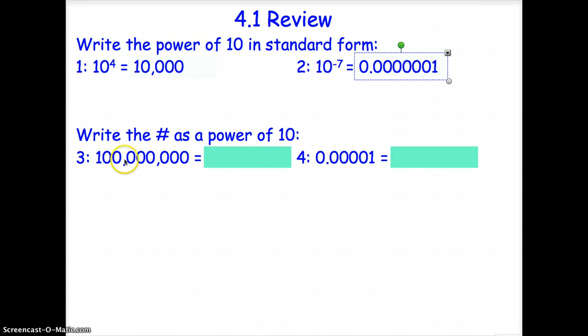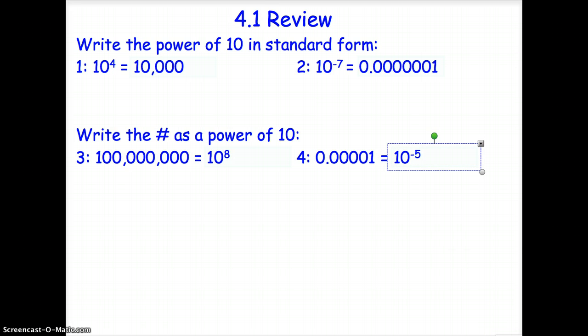Number 3, you're doing the opposite way, turning it into a power of 10. All you have to do is count the zeros. As you can see, there are 8 zeros, 10 to the 8th. Here, when you count the zeros, you can see that there are 5 zeros. Also, you'll notice that decimal point, which tells you should have a negative sign, 10 to the negative 5th.